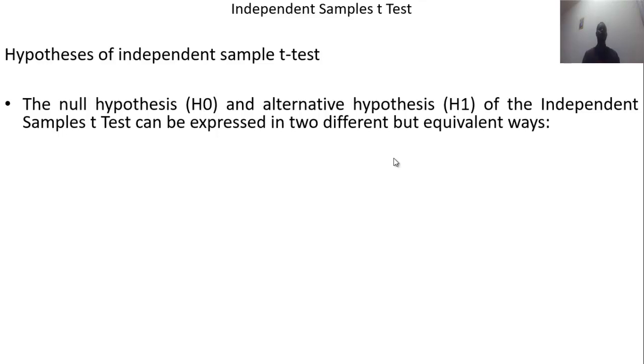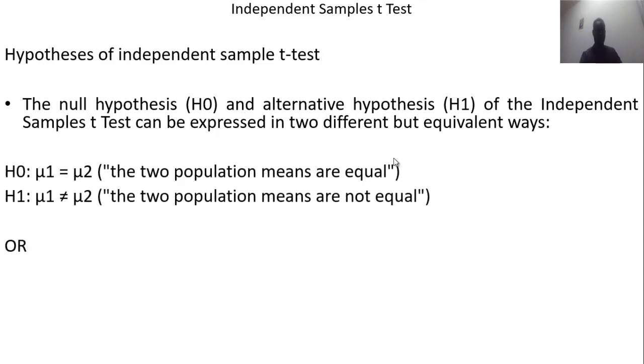Therefore, in the case of the independent sample t-test, since we have two groups, the null hypothesis says that there is no difference in mean value between the two groups, while the alternate hypothesis states the opposite, and it says that there is a difference.